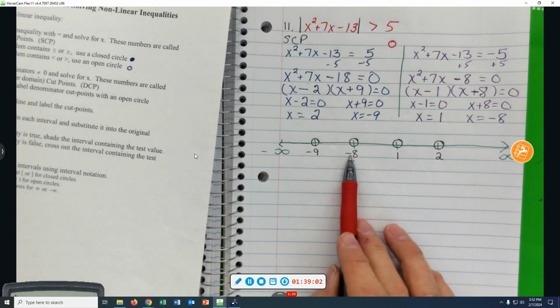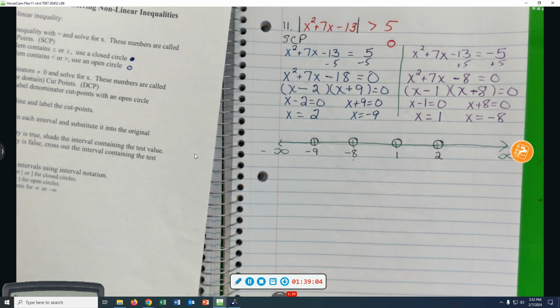Always between negative and positive. It's between the negative 8 and the 1.